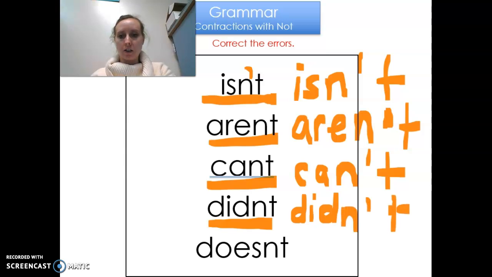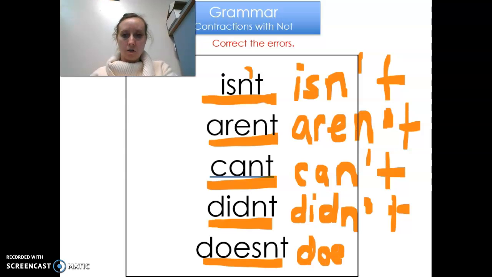I see a pattern, don't you? The O is just an apostrophe now. Didn't. And our last one for contractions is doesn't. Here we go. We have doesn't.